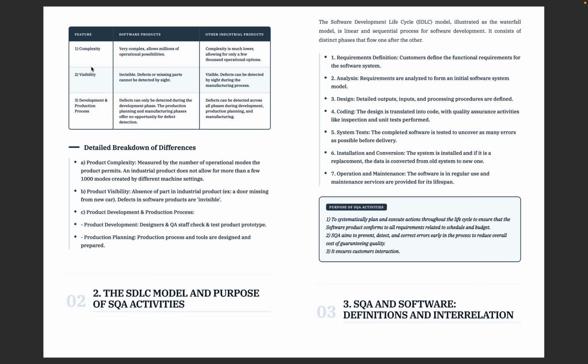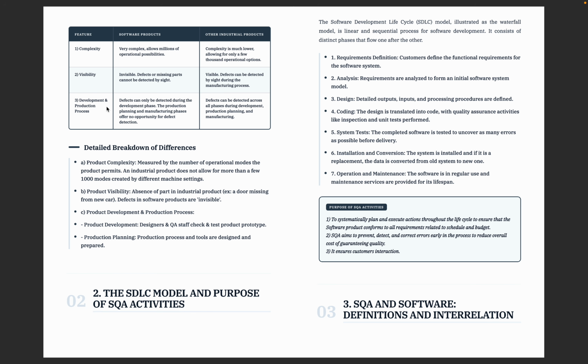Let's see what is complexity and visibility in software products and other industrial products. Coming to the complexity, software products are very complex, allowing millions of operational possibilities, whereas for industrial products, complexity is much lower, allowing only a few thousand operational options. And visibility: software is invisible, so defects or missing parts cannot be detected by sight. Other industrial products are visible, and defects can be detected by sight.